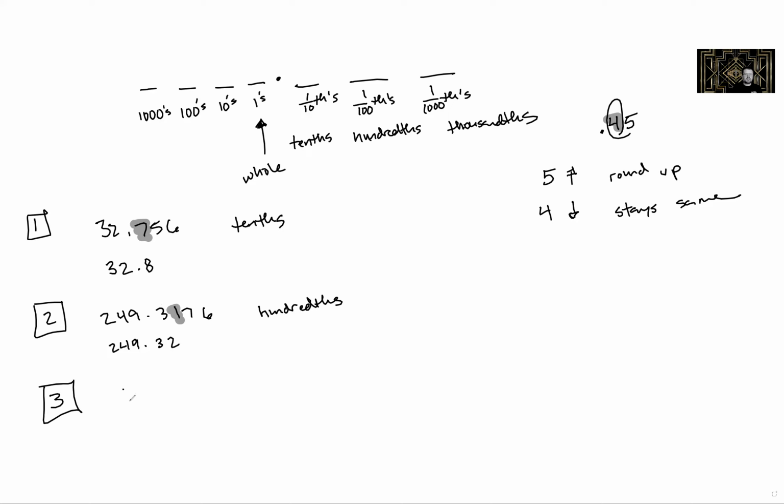Number 3, 698.114. Ask you to round to the, let's say, hundredths place again. Go in and circle or highlight the place that you're rounding to. Look at the number that's adjacent to it. In this case, that's 4. So because it's not higher than 5, my answer is 698.11.